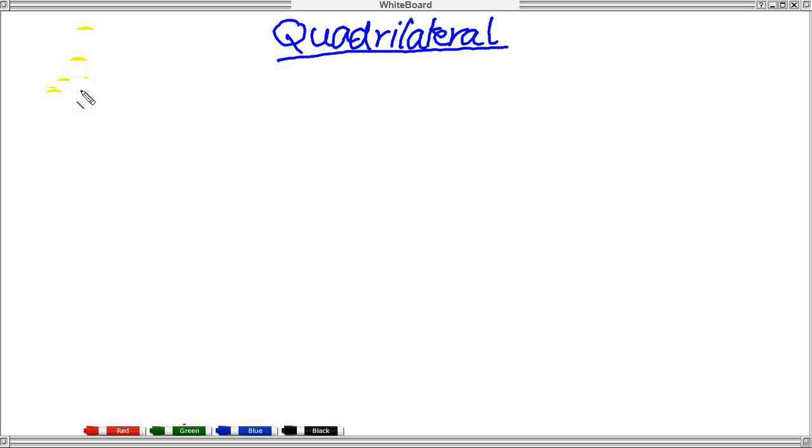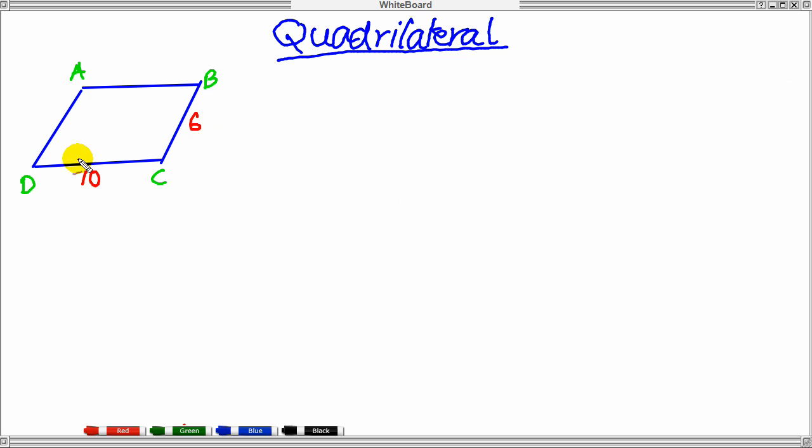So let me draw a quadrilateral. Here is a quadrilateral, and let me put some labels here: A, B, C, D. What we have to find is the area of the quadrilateral ABCD. We are given that the lengths of the sides DC and BC are 10 and 6 respectively, and we are also given the angle associated with these two sides. Given that, we have to find out the area.